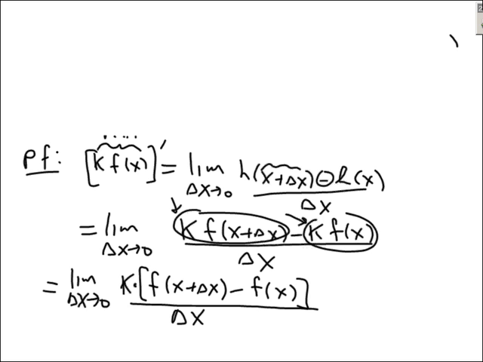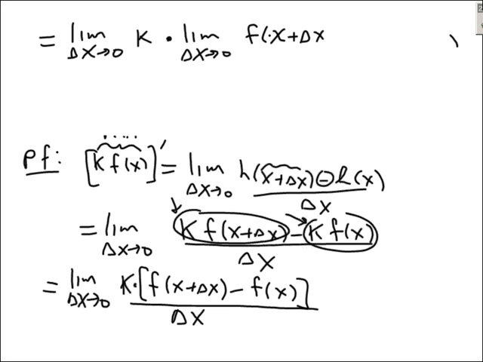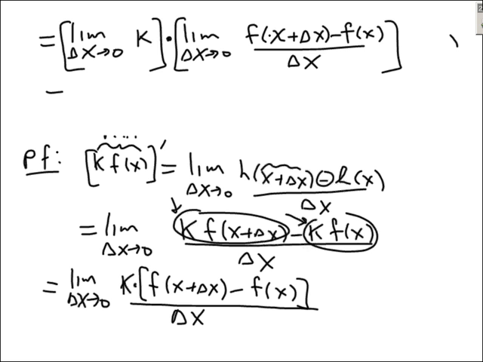Alright, so the last line, I could make it the limit as delta x goes to 0 of k times the limit of the second factor, which was f of x plus delta x minus f of x all over delta x. Okay, so it's this limit times the second limit. Now, I'm assuming that the derivative exists. I should have stated that. This here, by definition, is f prime of x.